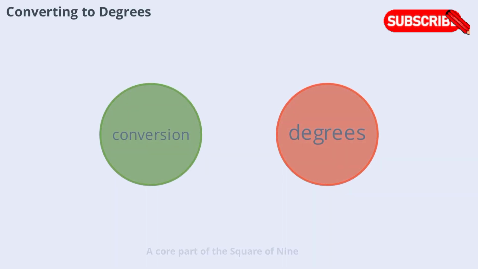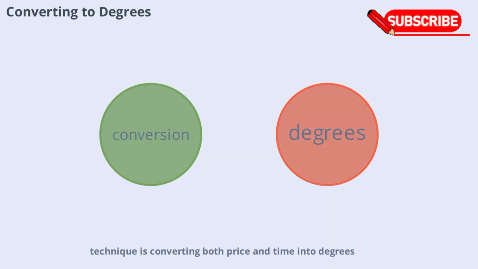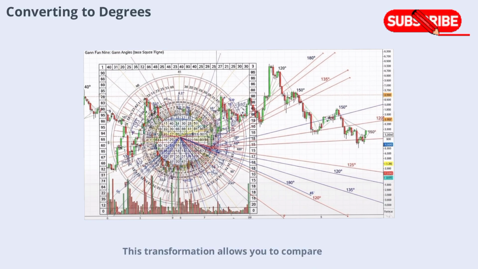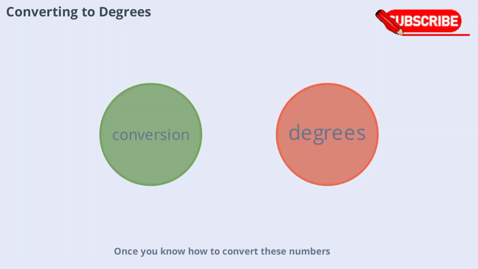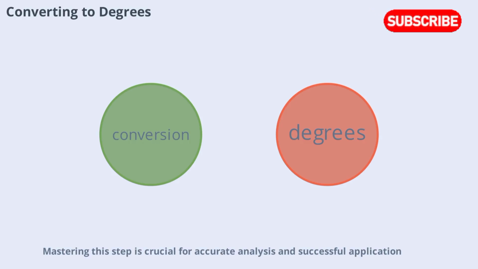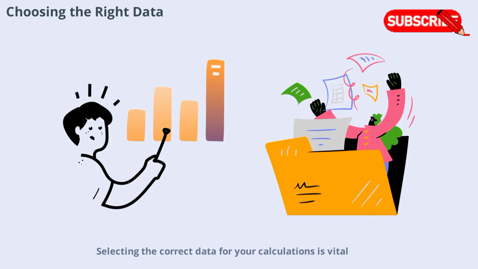The core part of the square of 9 technique is converting both price and time into degrees. This transformation allows you to compare seemingly unrelated values on a common scale. Once you know how to convert these numbers, the rest of the process becomes much more straightforward. The real challenge lies in deciding which price or price range to use and when to convert natural prices into 3 digits. Mastering this step is crucial for accurate analysis and successful application. Selecting the correct data for your calculations is vital.